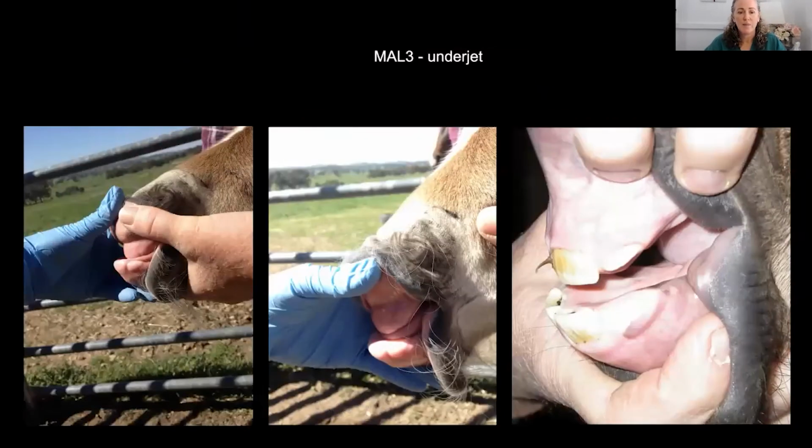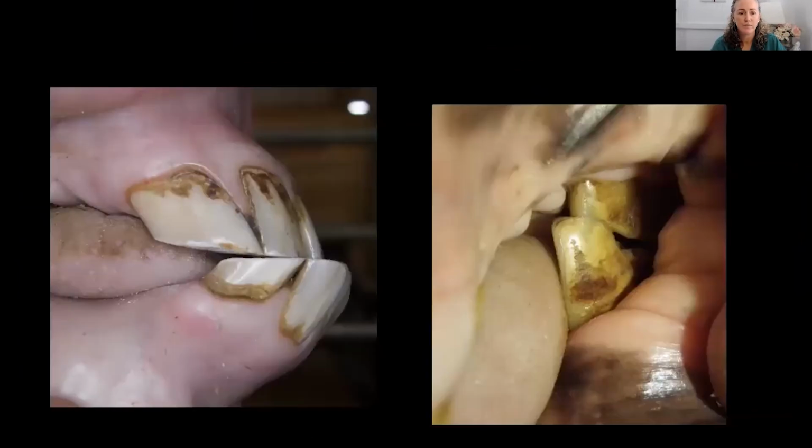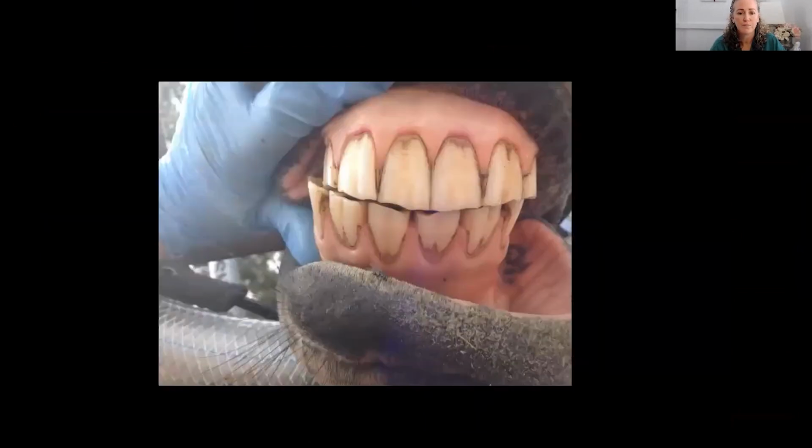This is the opposite, malocclusion 3, which is an underjet. So this is where the bottom jaw comes out further than the top jaw. Just some more photos of what a malocclusion 3 looks like, and commonly it will cause a hook on the first cheek tooth of the bottom jaw.